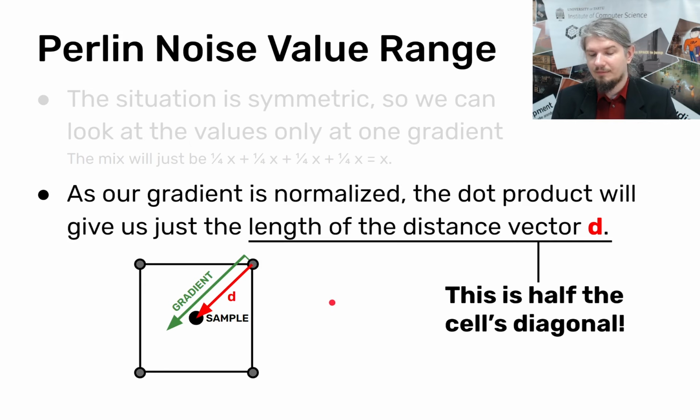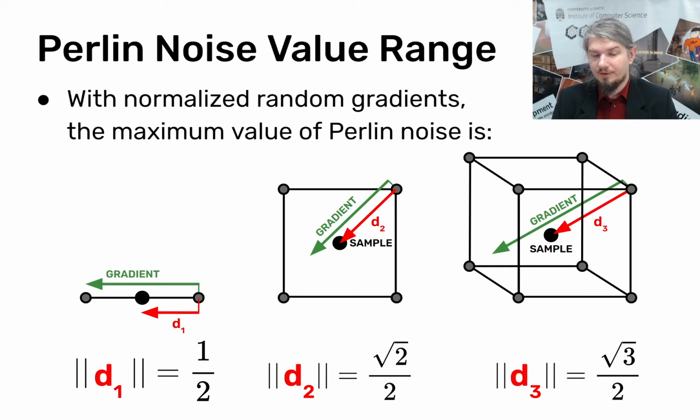The length of t is half of this cell's diagonal. Thus, depending on the dimensionality of your noise, you will get different lengths there. If you're just dealing with 1D noise, well then this length is just going to be 1/2. If it's 2D noise, well half of this diagonal is half of square root 2. In 3D noise, you have half of square root 3. And you can imagine it like this.